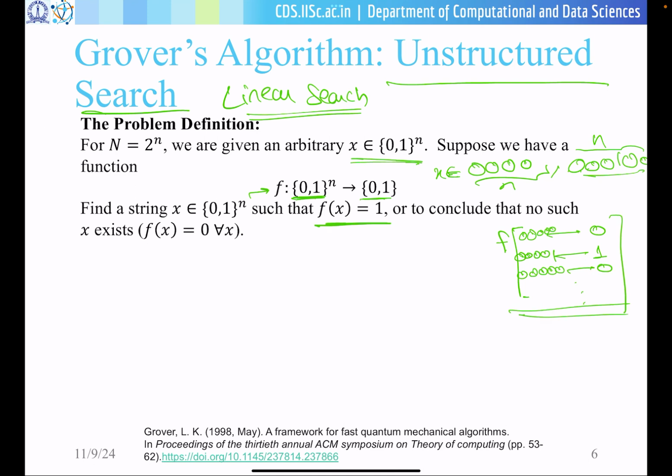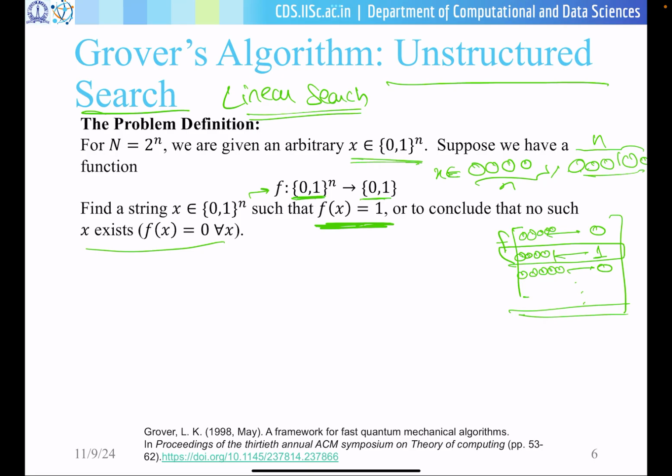Now f of x equal to 1 is said to be a marked state. That is the search element that we are looking for. So we want an algorithm such that if f of x is equal to 1, it returns that element, or if there is no x with f of x equal to 1, then it concludes that no such x exists, and f of x is equal to 0 for all x.